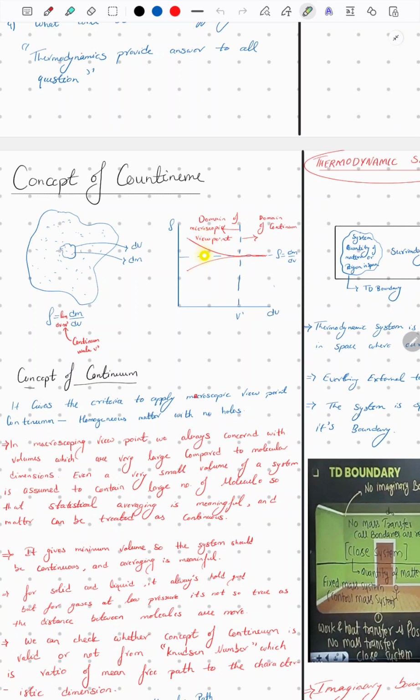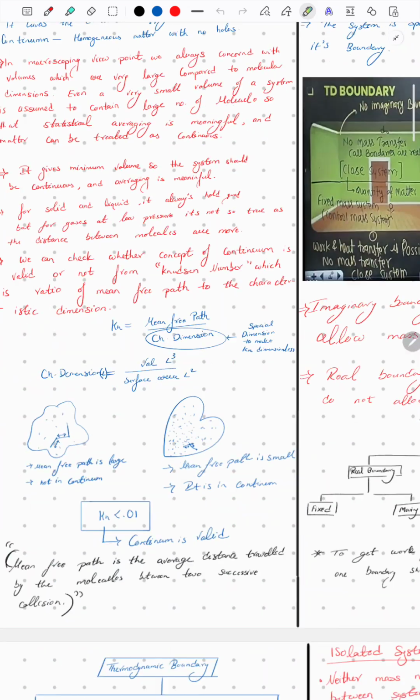The molecules are going haywire over here. These are densely packed molecules, so you can apply continuum here. You cannot apply continuum here. You have to apply statistical techniques, the statistical thermodynamics domain, you can also say. This is our classical thermodynamic domain.